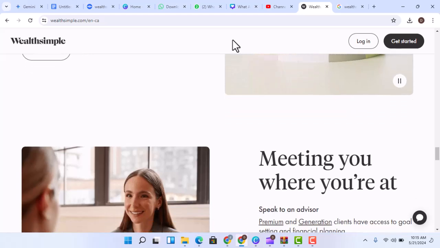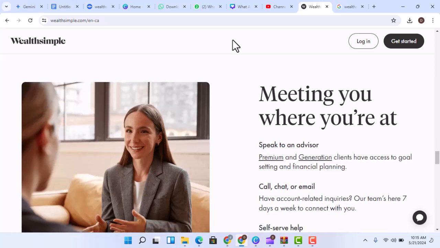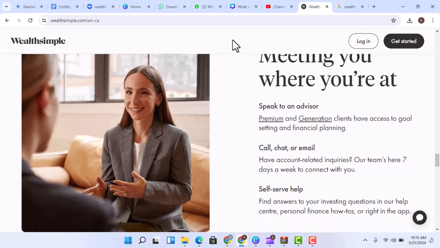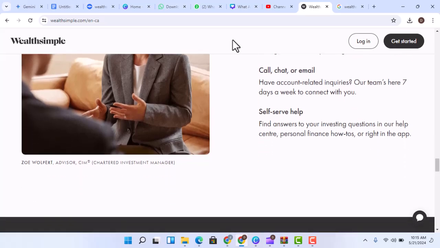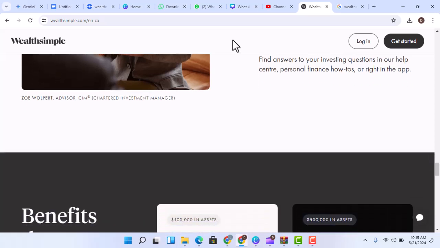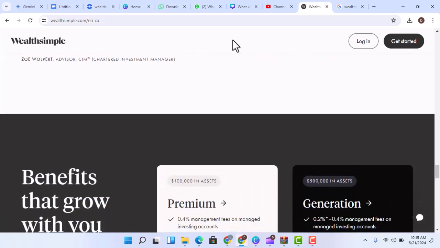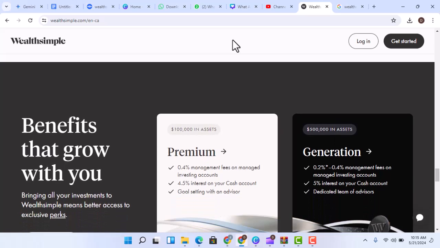Benefits of using Wealthsimple for USDC investments. While Wealthsimple doesn't directly support USDC trading, there are several benefits to using the platform for your USDC investments. Security. Wealthsimple has a strong reputation for security and adheres to strict regulatory standards. Ease of use. The platform is user-friendly, making it easy to manage your investments.